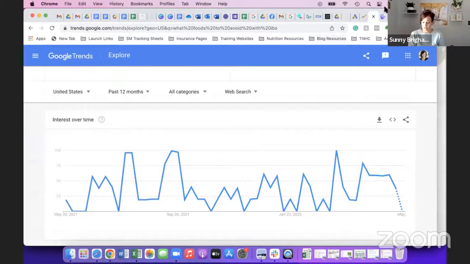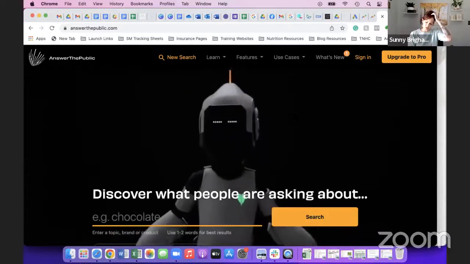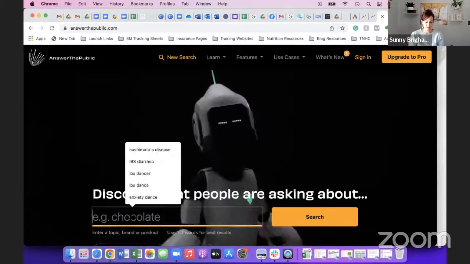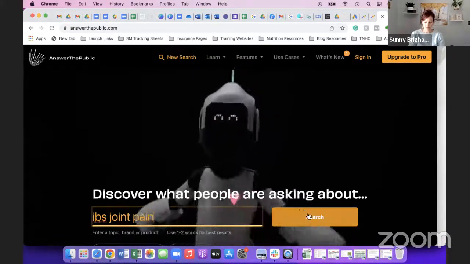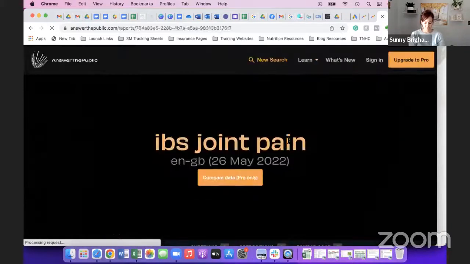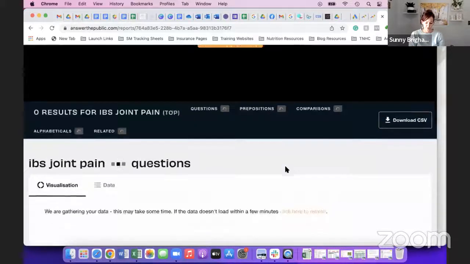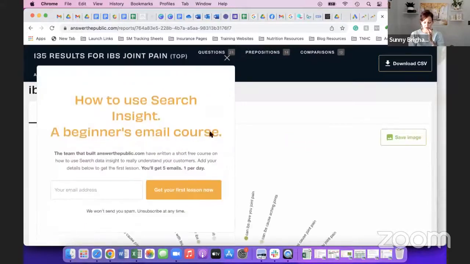And then the last one here is Answer the Public. This is where you can discover what people are asking about. So for instance, let's say we want to go with IBS and joint pain, and we would hit search. And then it's working on our data. There's a couple of different things that it's going to come up with here.